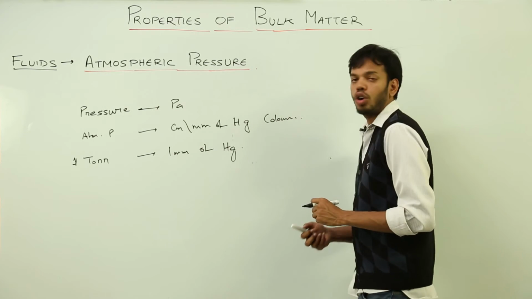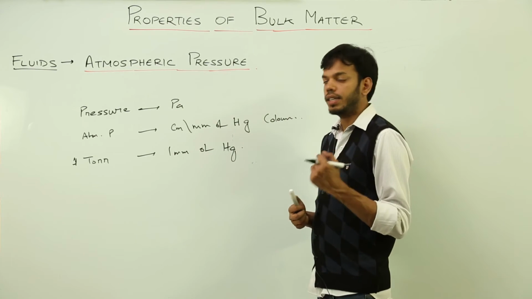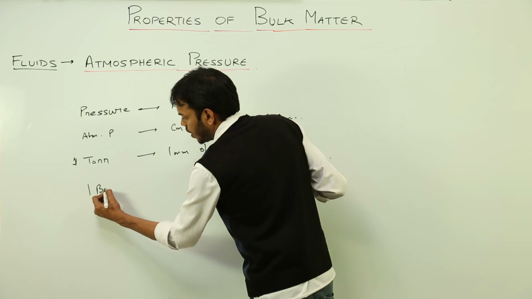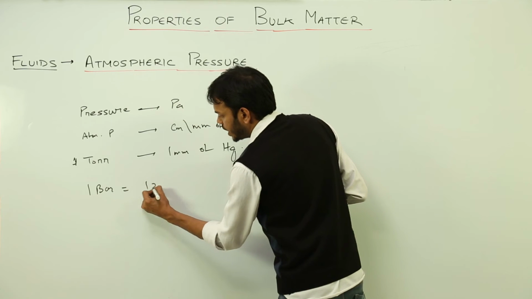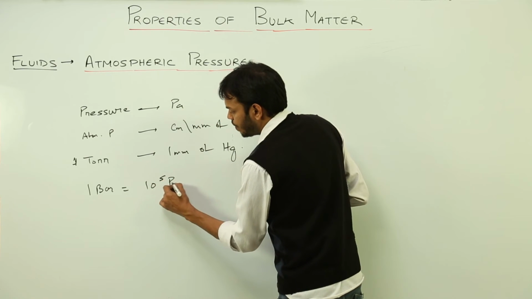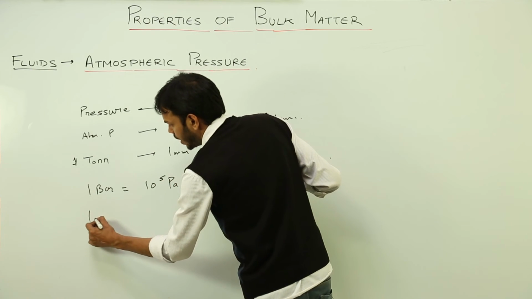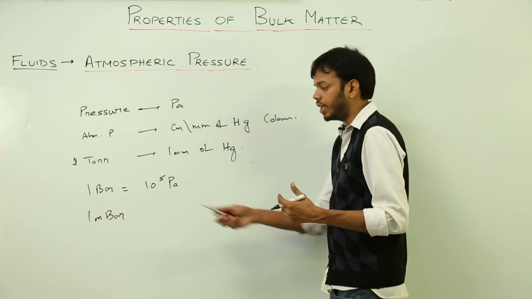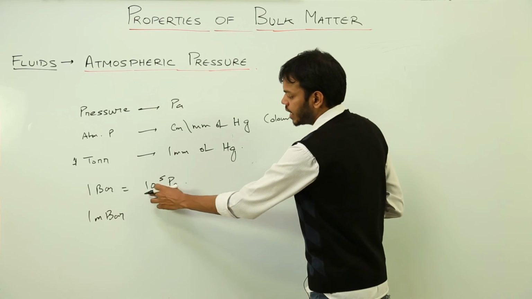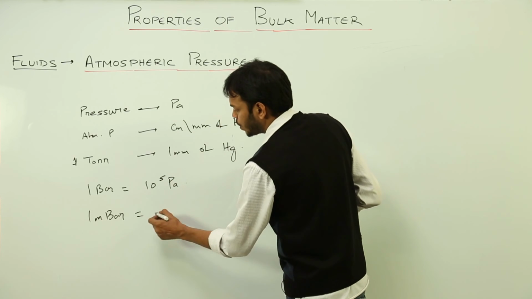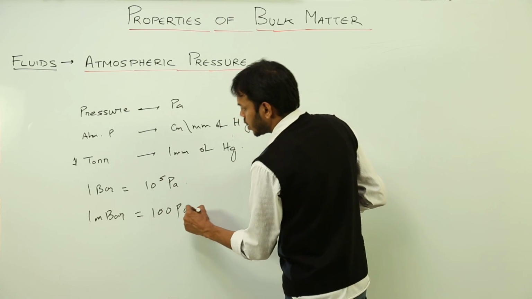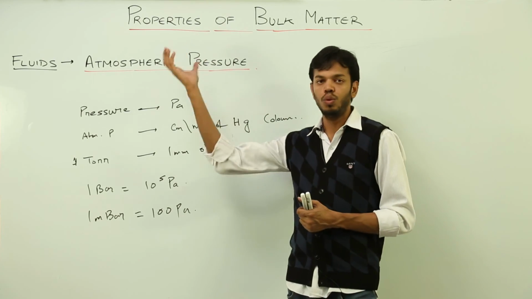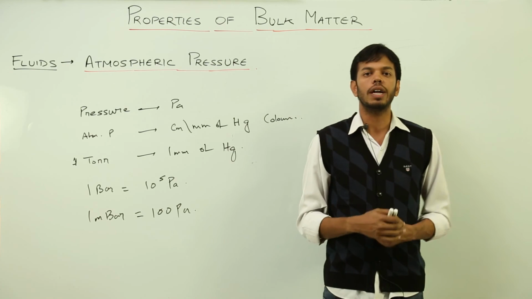Now for meteorological purposes, there is another much bigger unit of pressure which is called bar. 1 bar is actually 10 raised to power 5 pascals, and there is 1 millibar which is 10 raised to power minus 3 bar, or 10 raised to power minus 3 into 10 raised to power 5, which makes 10 raised to power 2, that is 100 pascals. So these are the most common units which are used to represent the value of atmospheric pressure.